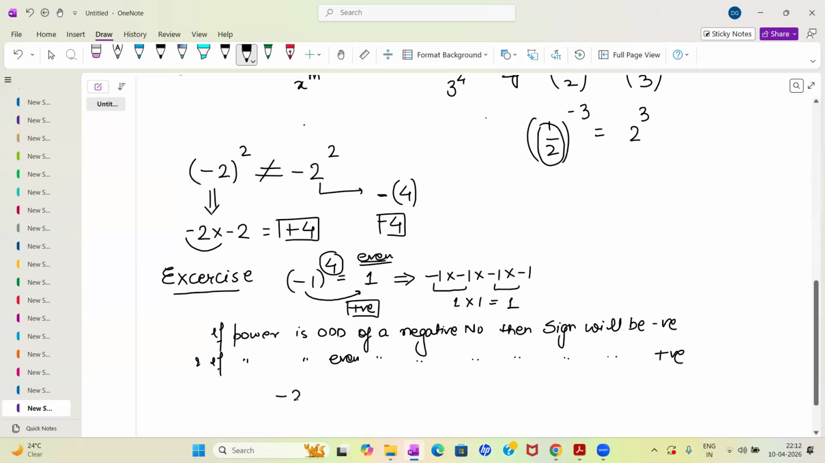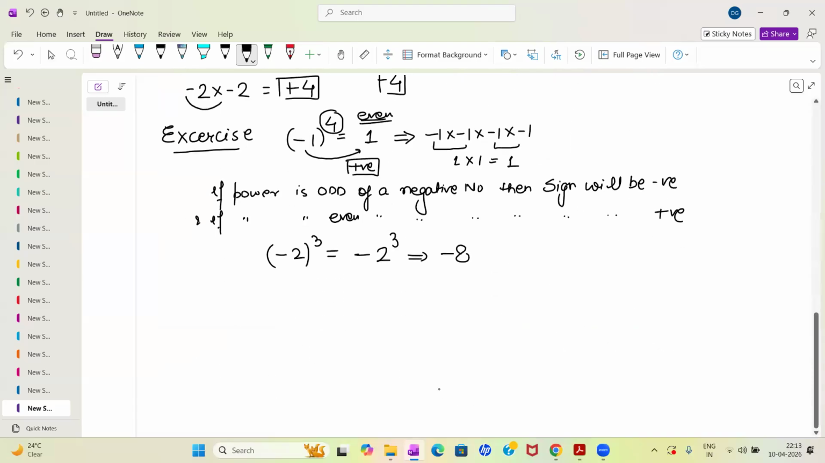Like minus 2 to the power 3. Here the power is odd, so we'll put the minus sign and then we'll do 2 to the power 3. So the answer is minus 8. But if the power is even, then simply put positive and then do 2 to the power 4. The answer is 16.